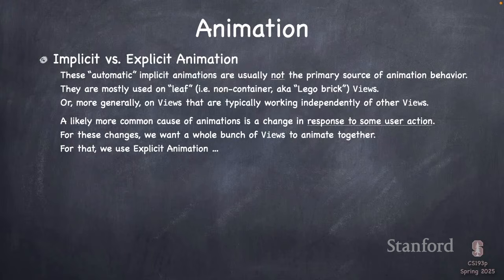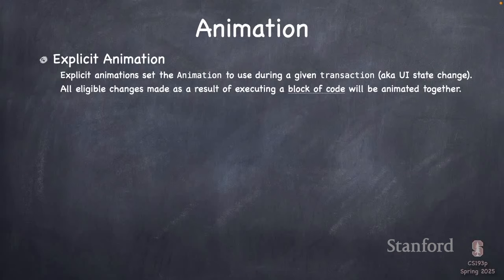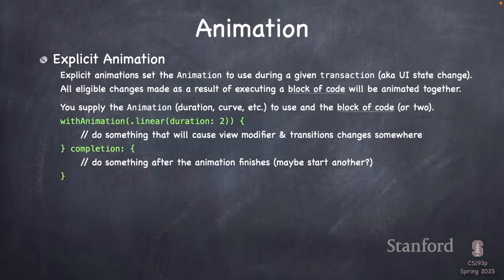So let's talk about explicit animation here. And we've already seen this. You have this with animation. It has a block of code, and it's going to animate everything that changes from that block of code. Now, the one I showed you in lecture is a very simple version of with animation. Here's the more complicated version of it. You can see that with animation can take the kind of animation you want. Linear, or ease in, ease out, or springy, or whatever you want there.